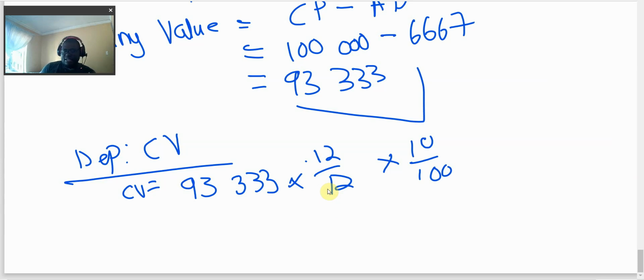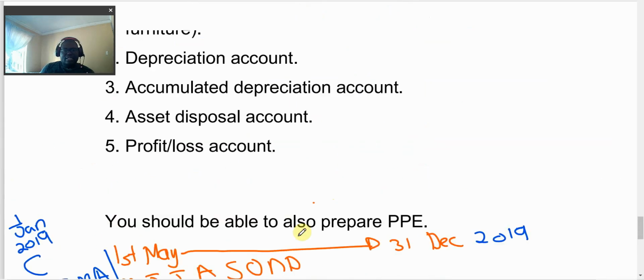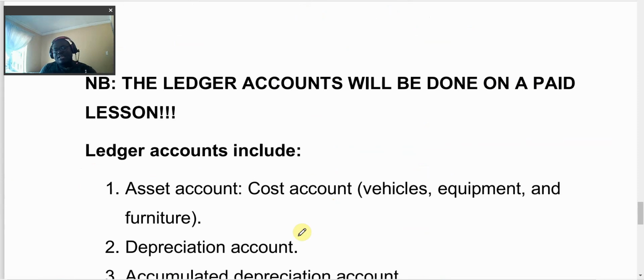It gives us 9,333. Remember, we round off to the nearest rand. So the depreciation using the diminishing balance method for this vehicle will be 9,333. That's the only difference. If you understand these things, you are almost close to mastering this topic.